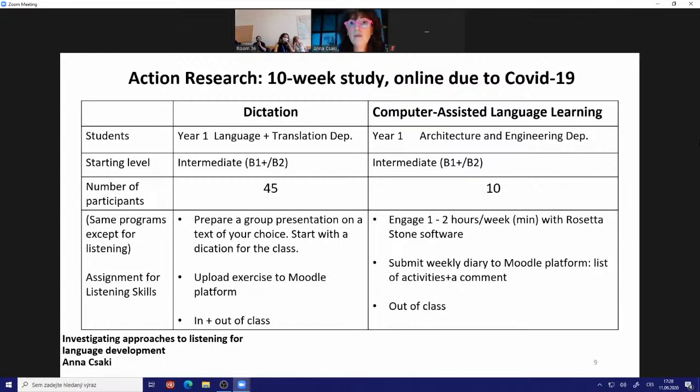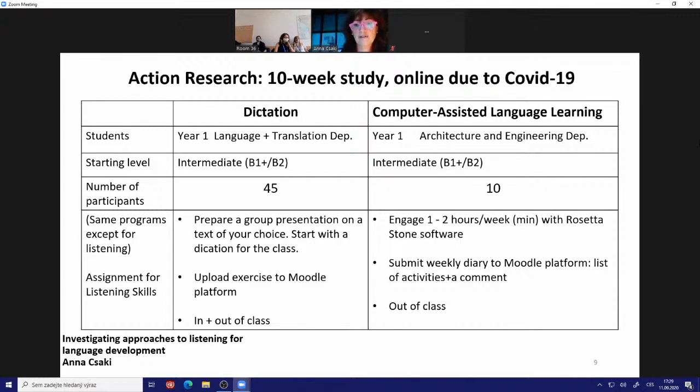Whereas the CALL group, their instructions were to engage for 1 to 2 hours minimum a week with Rosetta Stone, their software, and to hold them accountable, because the literature says, and from my experience it can be true, that the drawback with CALL software is that students, after the initial novelty, discontinue. They're not regular users. So to try to keep them using the software, I asked them to submit a weekly diary to the platform, which I looked at, and it was just a list of the activities they had engaged in and a comment on that.